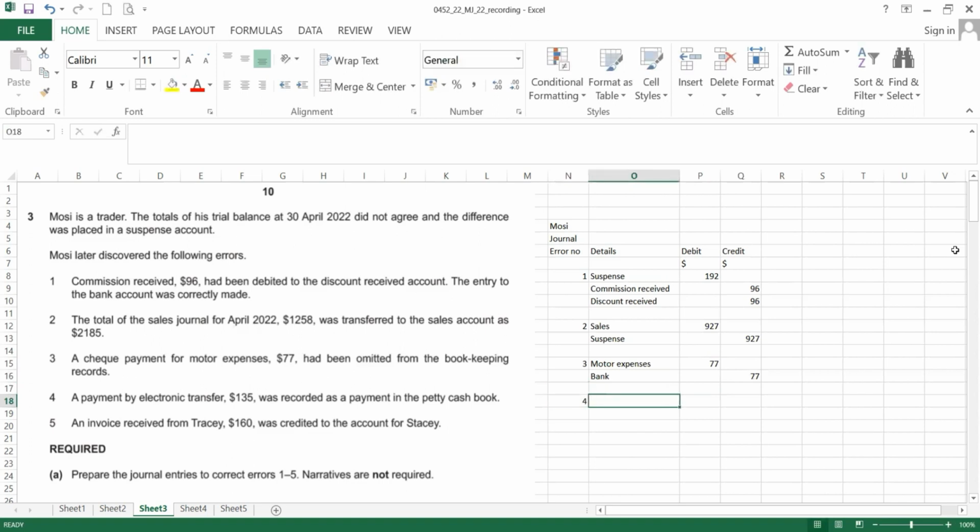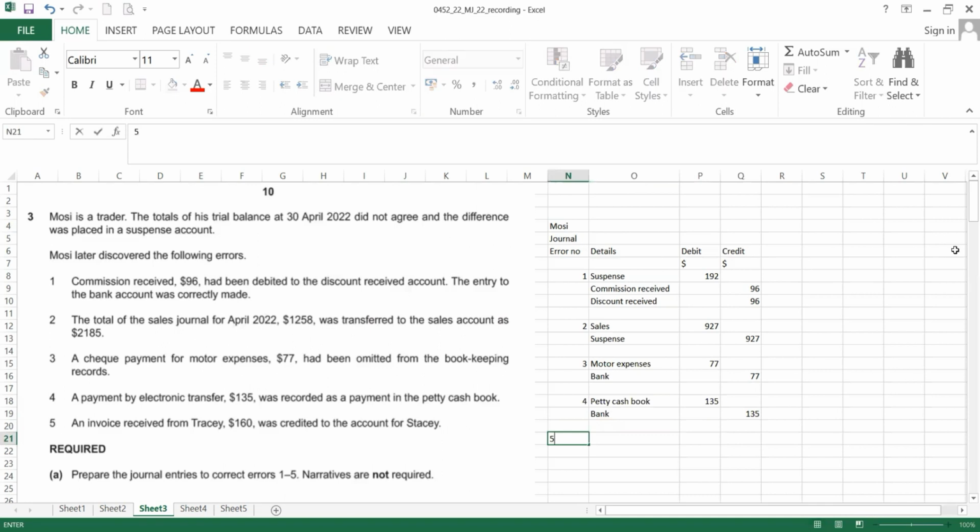Number 4, a payment by electronic transfer was recorded as a payment in the petty cash book. So payment from bank, but it was put into petty cash. The petty cash is wrong, so I have to reverse it. So petty cash book 135. And then the other account is electronic, which is the bank account. So 135. So this should be the double entry.